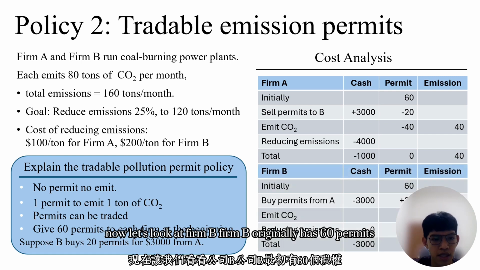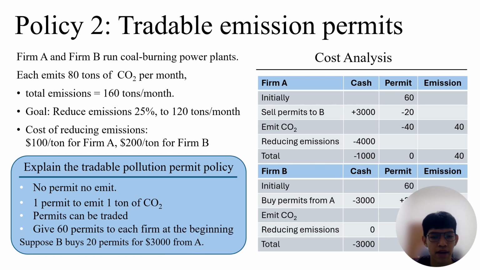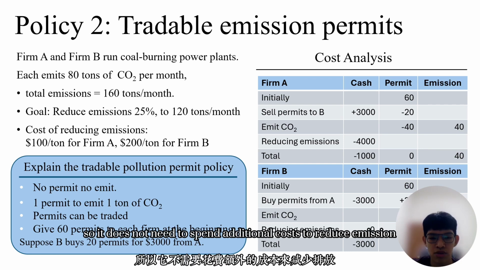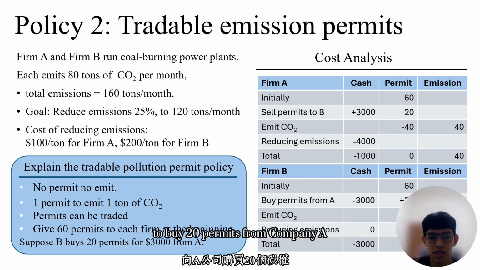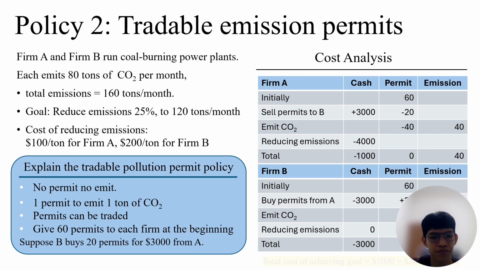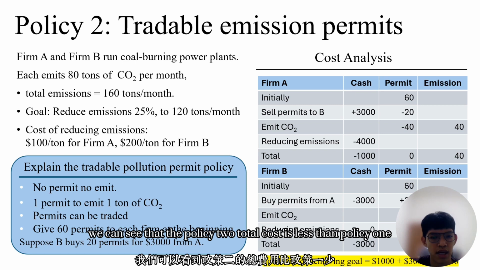Now, let's look at firm B. Firm B originally has 60 permits and spends $3,000 to buy 20 permits from company A. This gives firm B 80 permits, so it does not need to spend additional costs to reduce emission. Firm B's total carbon emission cost is the $3,000 spent to buy 20 permits from company A. Total cost equals $4,000. We can see that the policy 2 total cost is less than policy 1.